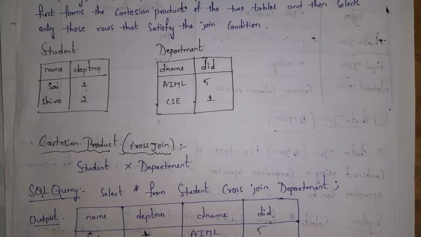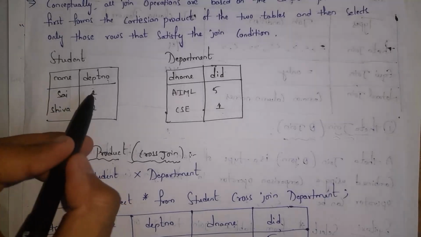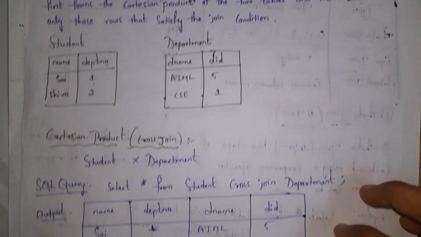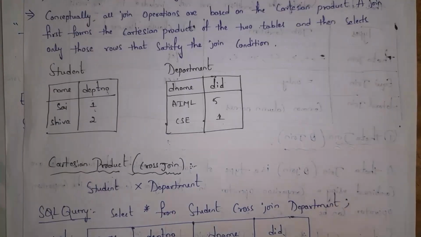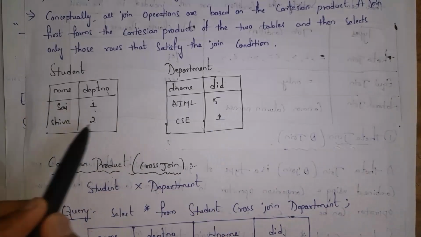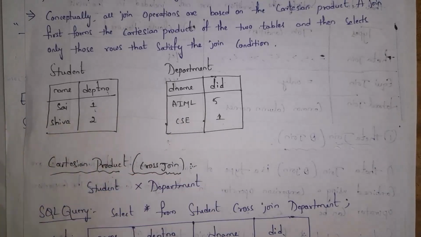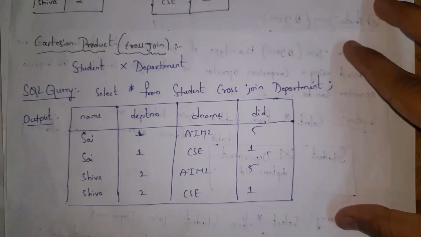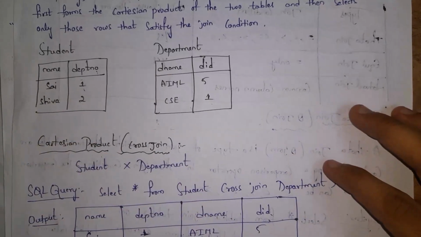So Cartesian product means from the first table, we need to combine each row with all the rows in the second table. From the first table, we select the first row and combine it with these two rows. So SAI1 AML5, and SAI1 CSE1. So from table 1, the first row is combined with all rows in the second table. Similarly, we take the second row and combine it with all the rows in the second table. So Shiva2 AML5, and similarly Shiva2 CSE1. So combine this row with all the rows and similarly combine this row with all the rows, which will form the Cartesian product. So this is my output.